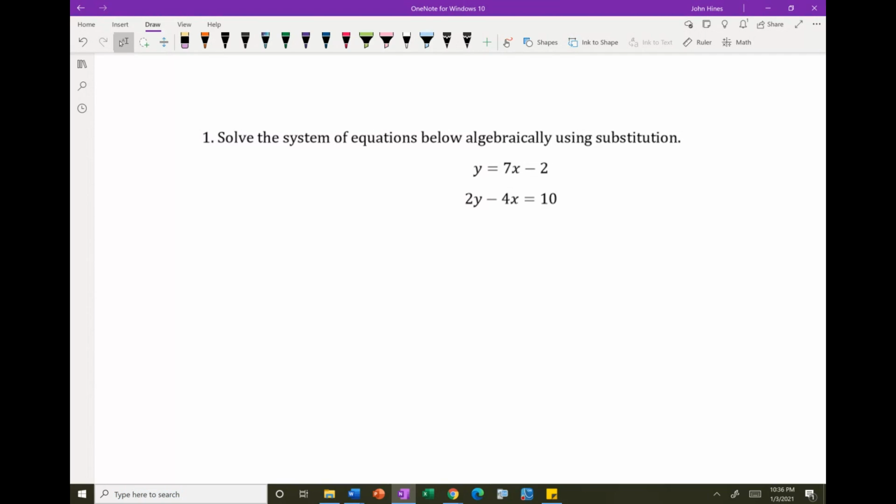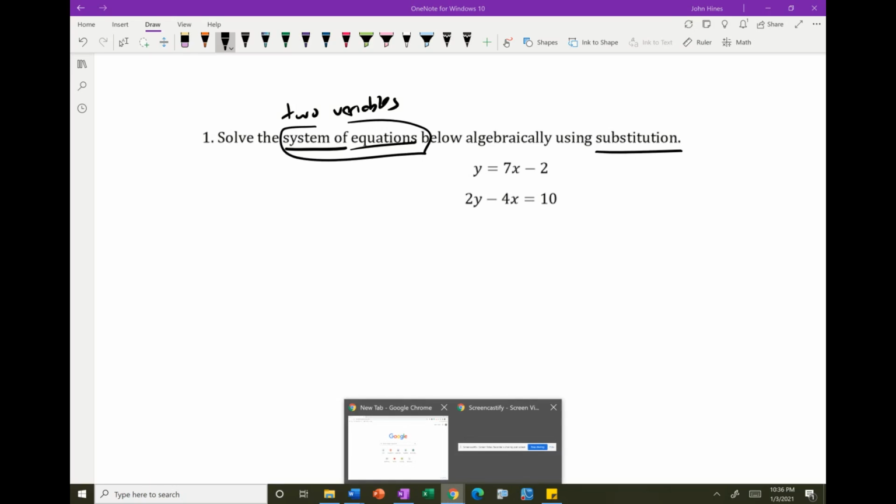So this whole unit has to deal with solving systems. So when we solve a system, we're looking at two variables, x and y in this case, and notice it's equations plural, meaning I have two equations. So I have two linear equations here. I have y equals 7x minus 2 and 2y minus 4x equals 10. And my goal here is to solve this system of equations by using substitution.